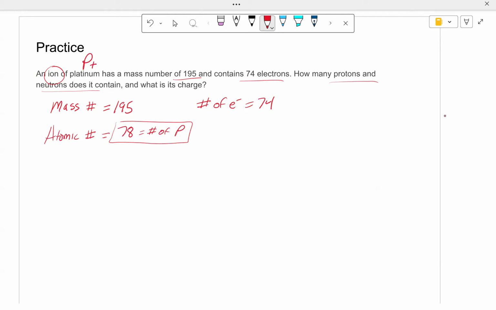Now, how would I find the number of neutrons? Well, I'm going to take the mass number, because again, that's protons plus neutrons, and subtract the atomic number, which is the number of protons. And that gives 117 neutrons.